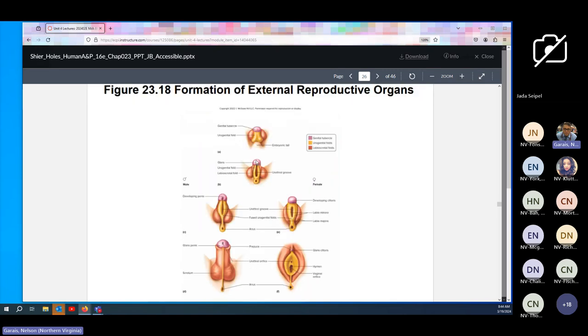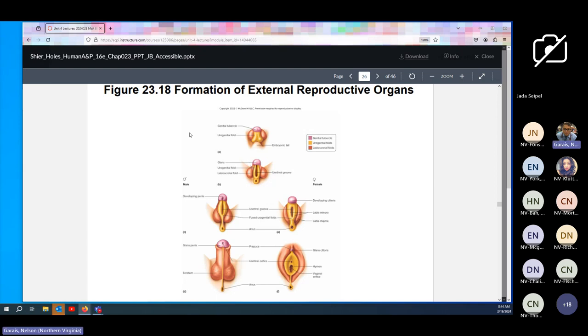Remember what I mentioned before? We all started off as both male and female. So everybody on the call, everybody on this planet started off like this. We didn't have a penis, nor did we have a clitoris. We had this stuff. And you don't need to memorize this, but no one understands that.